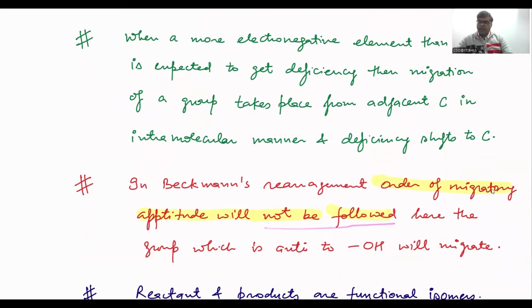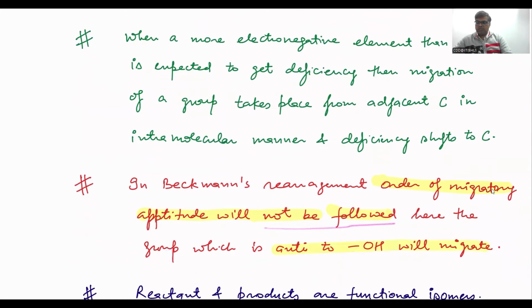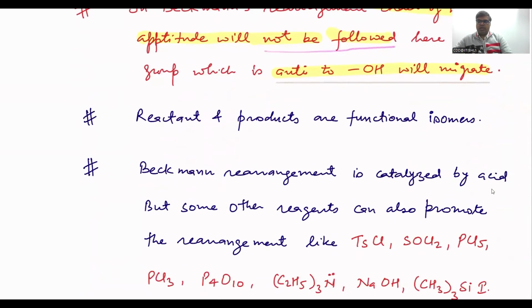Okay. And here the group which is anti to the OH group will migrate. This is the important aspect. The group which is anti to the OH group will migrate. This is another important point you should notice about Beckmann's rearrangement. And the reactant and product are functional isomers. As I have already told you, the reactant is oxime and the product is amide.